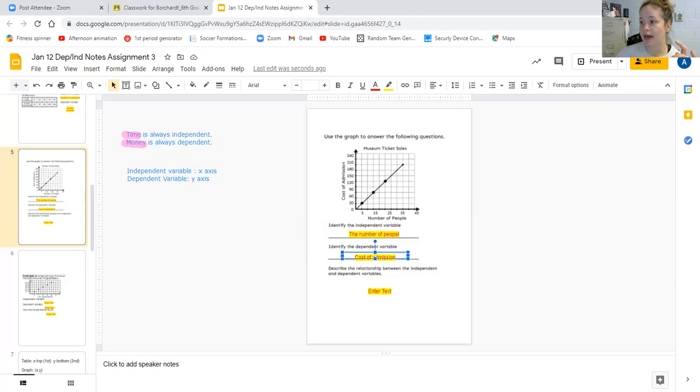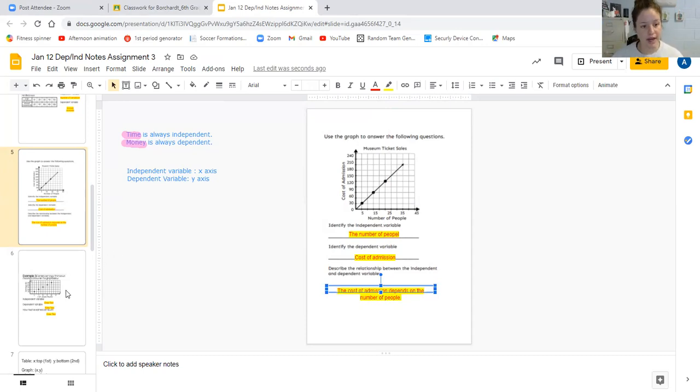So if I am looking at that, Andrew, can you please give me your sentence? The cost of admission depends on how many people there are. Very good. Right. So we should be kind of getting in the groove of things. So make sure that you understand which ones. Remember, your x-axis is your horizontal, your y-axis is vertical.